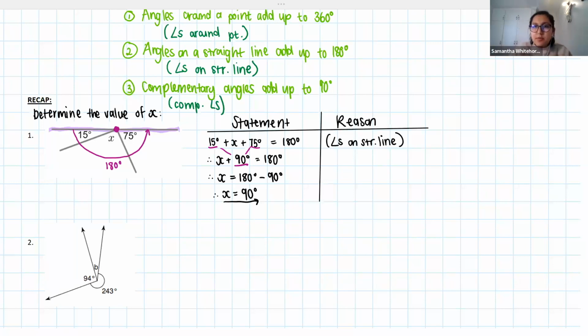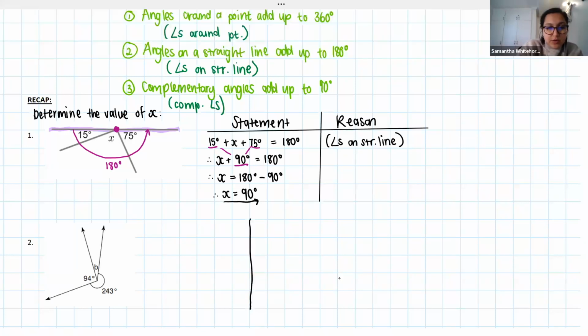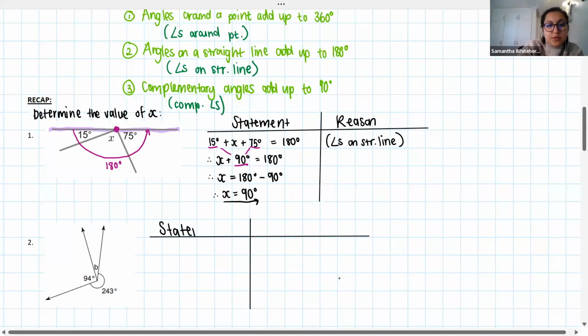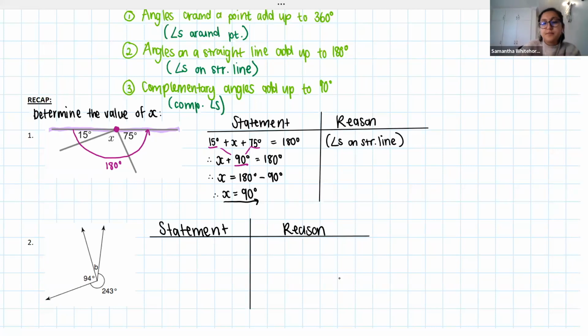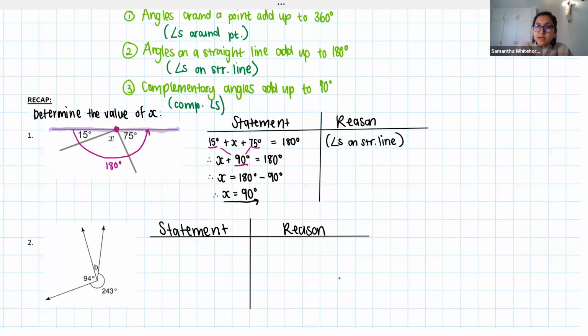Remember, guys, to set up your page exactly like I've done here: statement, reason. Every geometry question, you have to give a statement and you have to give a reason for that statement. I've said this to you before. If you don't give reasons, you can lose up to 50% of your marks just because you didn't put reasons in. So give question 2 a try. I'm going to give you 2 minutes, and like I say, I want to see your answers and your reason in the chat, please.